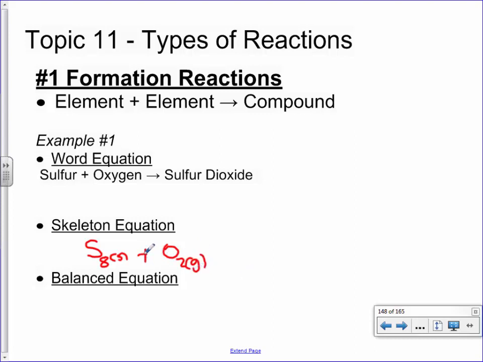I'll just put a plus sign in between them. So, sulfur in a group of 8 as a solid looks like it's going to react with oxygen in a group of 2 as a gas. And it's then going to make sulfur dioxide.